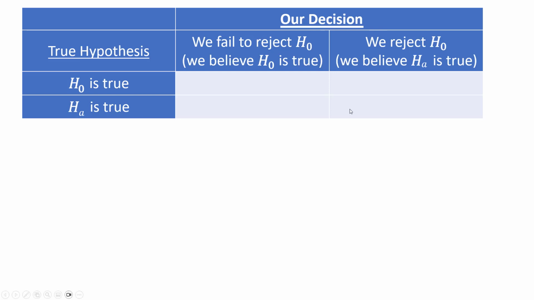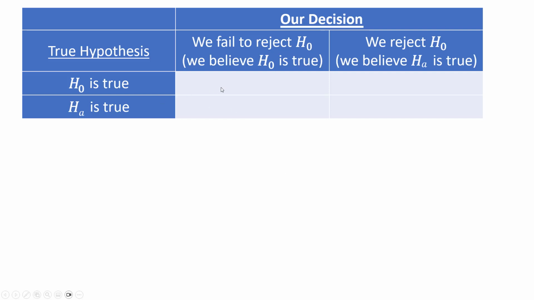Within this table that we've created, there are 4 different boxes. 2 of those boxes correspond to correct decisions and 2 correspond to errors. Pause the video and see if you can determine which quadrants are the correct decisions and which are the errors. Alright, hopefully you've given that a shot.